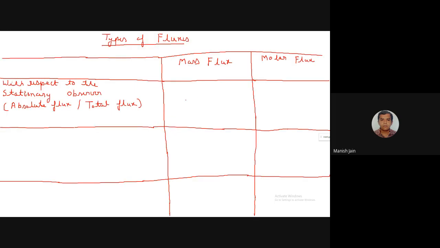If you have the mass flux, it is represented by small n, i. It is a vector quantity. It can be calculated as rho i, the mass concentration, multiplied by Vi, the velocity of that component. Rho i is in kg per meter cube and Vi is in meter per second. When you multiply, you get kg per meter cube multiplied by meter per second, which is kg per meter square second. So the unit is the flux unit, and you get the mass flux.